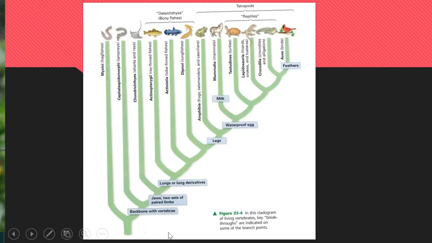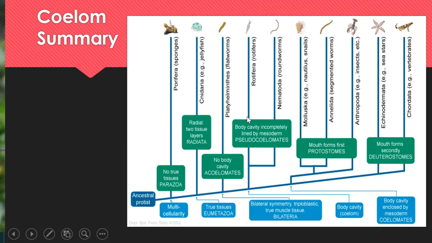Here's another structure that will help you with classification. It's a cladogram of living vertebrates. Key breakthroughs are indicated on the branch. So you have backbone with vertebrate. That would be most of these organisms. Jaws, or two sets of paired limbs. Lungs, legs, waterproof egg, milk, and feathers. And at the top you can see the different types. Osteichthyes, or bony fish, tetrapods, and reptiles.